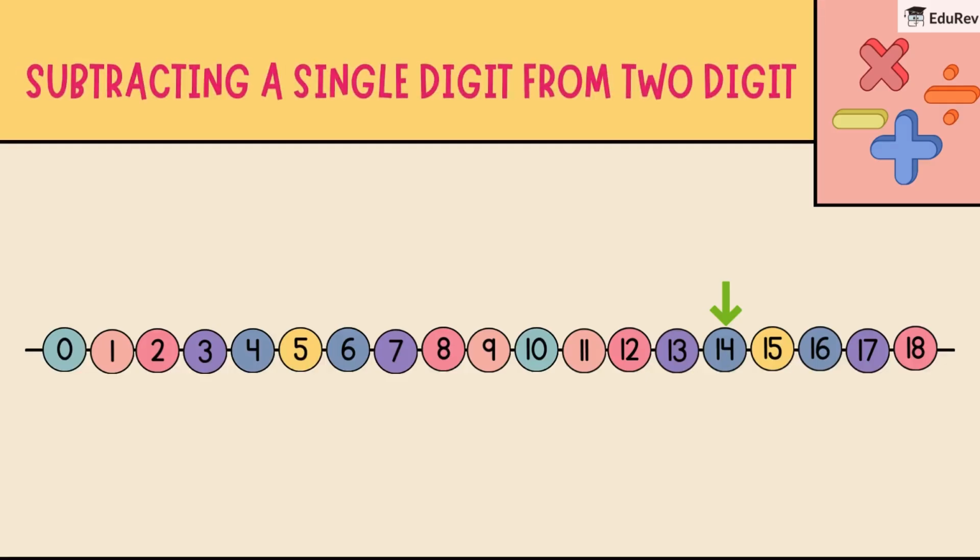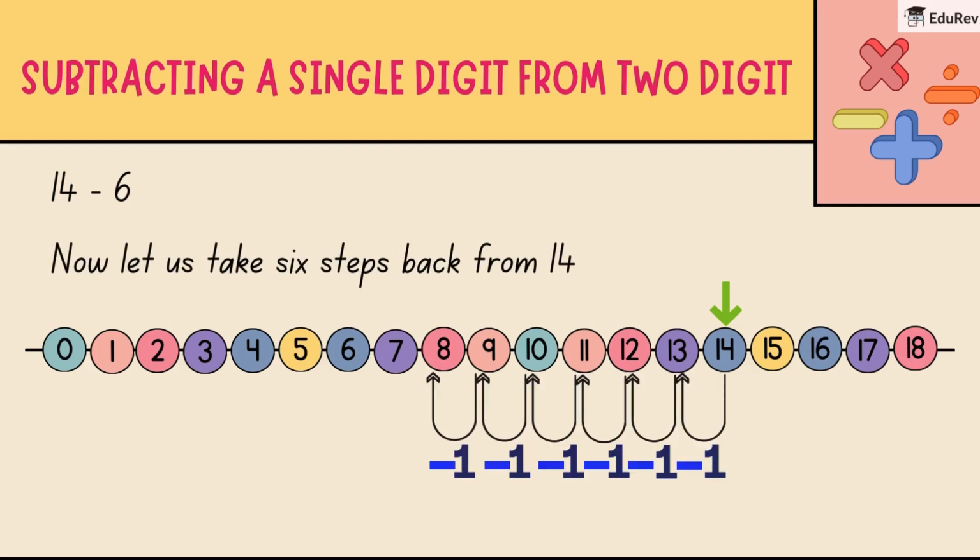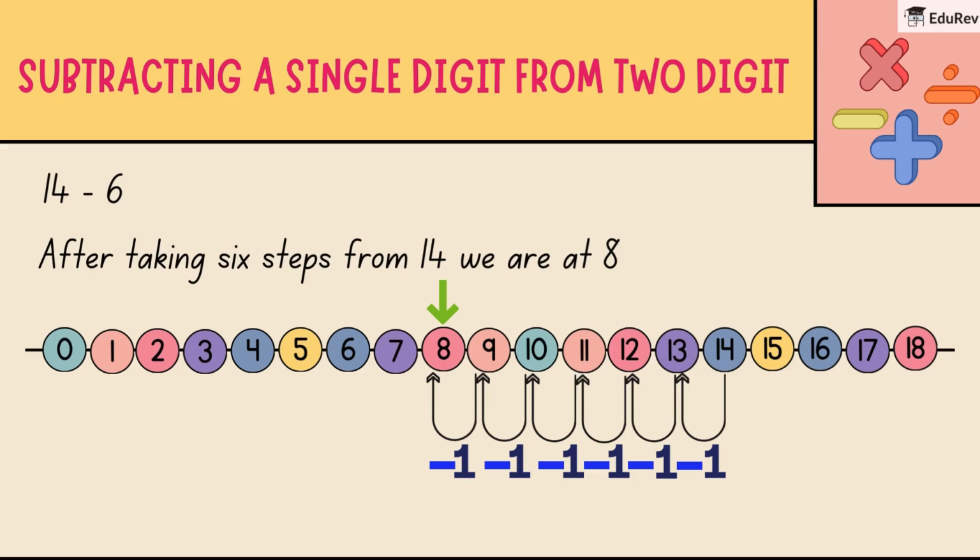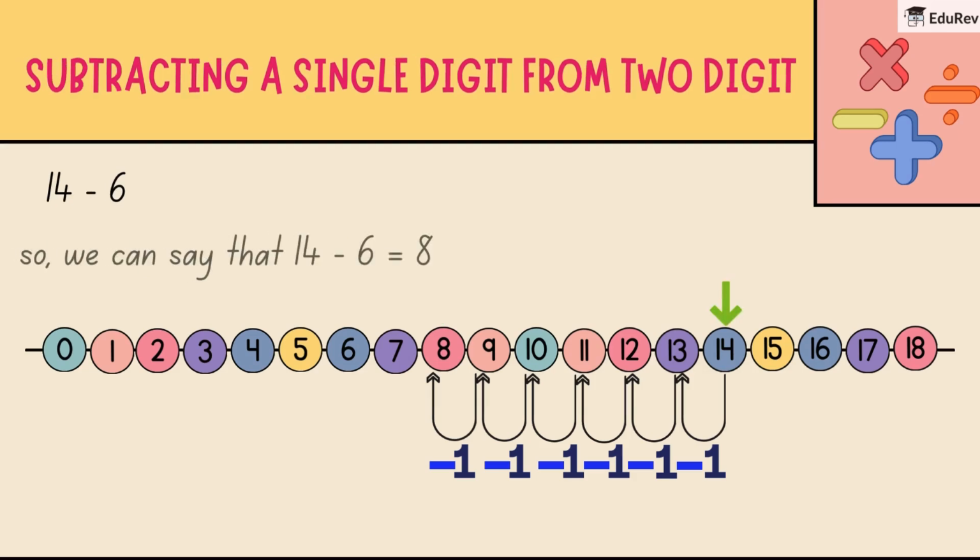Now, let's discuss subtracting a single digit from a 2-digit number. If we start with 14 and want to subtract 6, we can point to 14 on our number line. We then take 6 steps back from 14, which brings us to 8. Therefore, we can say that 14 minus 6 equals 8.